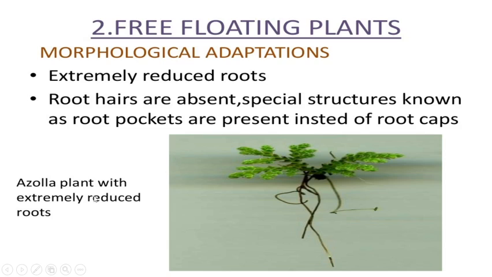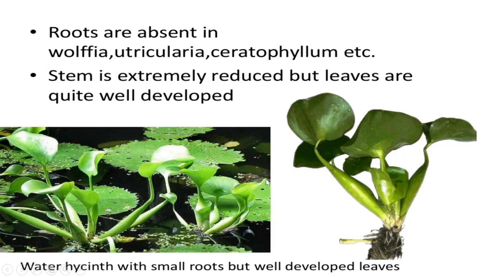And this is a diagram of Azolla plant, where extremely reduced roots are there. The size of the plants is very small. Roots are absent in Ottelia, Utricularia, Ceratophyllum, etc. The stem is extremely reduced, but leaves are quite well developed.